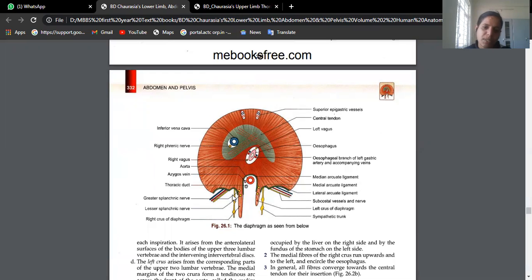Okay, so that means from the lumbar vertebrae we have the posterior origin. From the posterior aspect of the xiphoid process and lower 6 ribs, we have the anterolateral origins. Now all these muscle fibers you can see are coming as though they are sun rays and converging in the middle. So this green part is the point where the diaphragm is getting inserted, which is called the central tendon of the diaphragm.